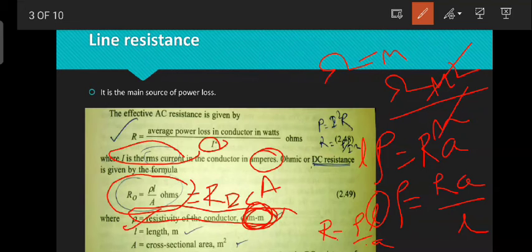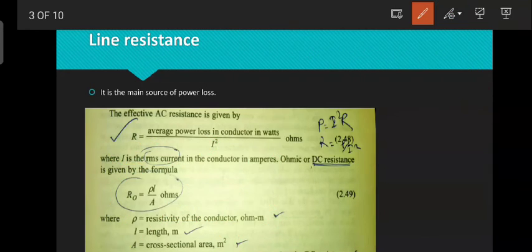And this L is the length in meter, and A is the cross-sectional area of the conductor in meter square. One thing I want to tell you: before going to the next slide, make sure you take a screenshot of this slide, so that it is very helpful in further study. I think you have done that. So going to the next slide.